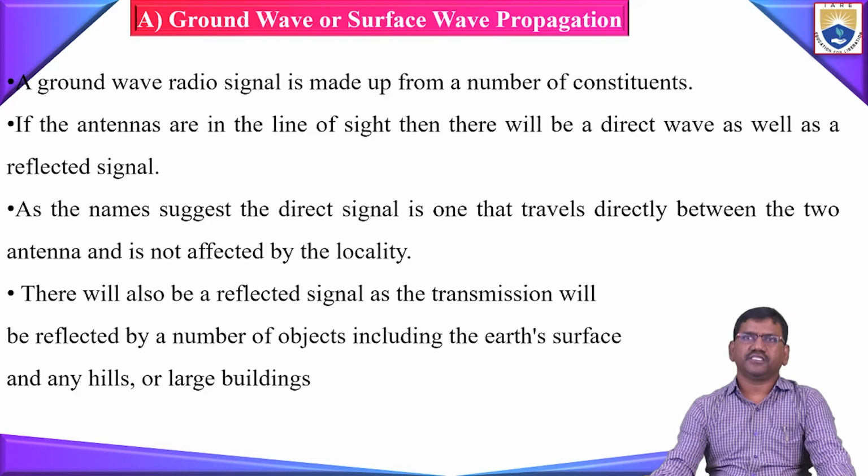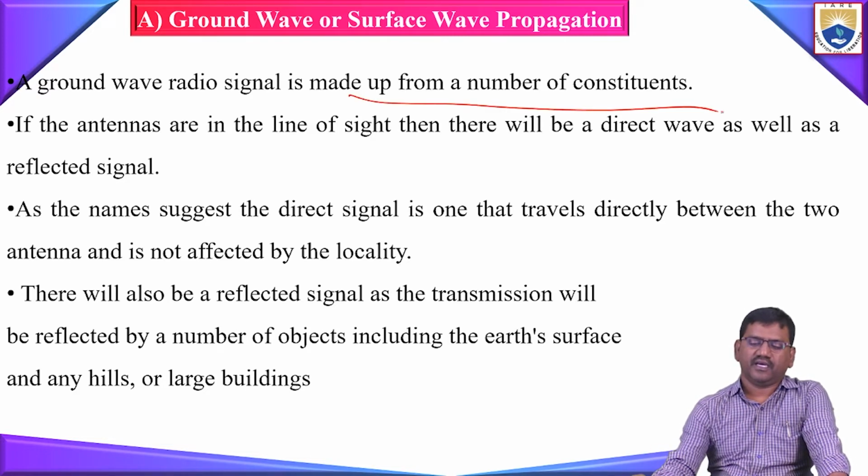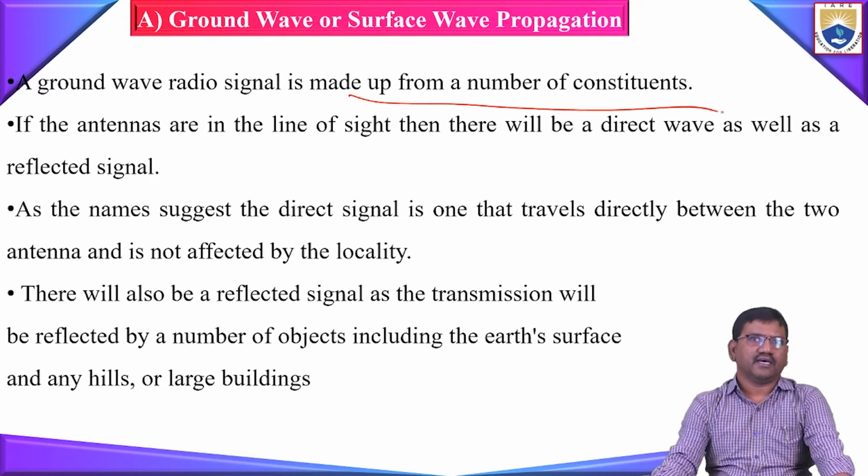A ground wave radio signal is made up of a number of constituents. There are many constituents present in the ground wave. So the loss of power depends upon the constituents over the surface of the earth.